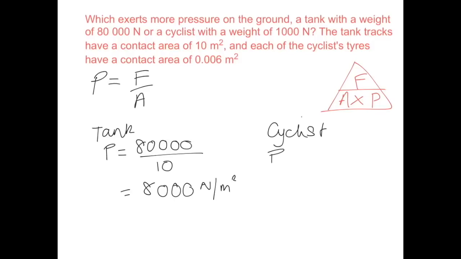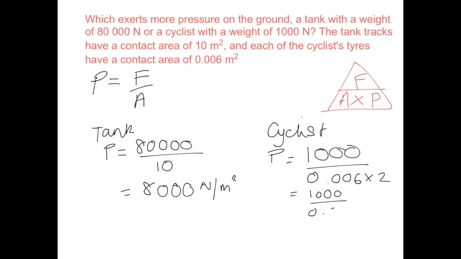Okay, so the pressure will equal the force again, which this time is 1,000 newtons, divided by the area. Now don't make a mistake here. The area is 2 lots of 0.006, because obviously the cyclist has 2 tyres. So I'm going to do 0.06 times 2, which equals 1,000 divided by 0.012. I'm going to use the calculator here.